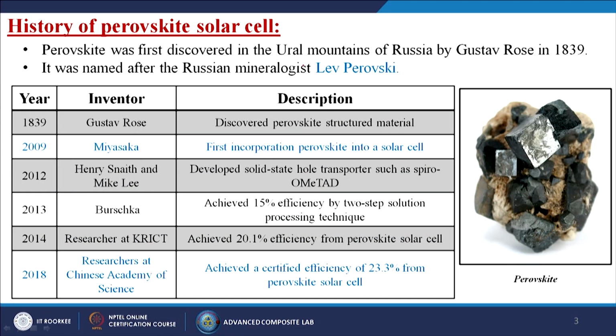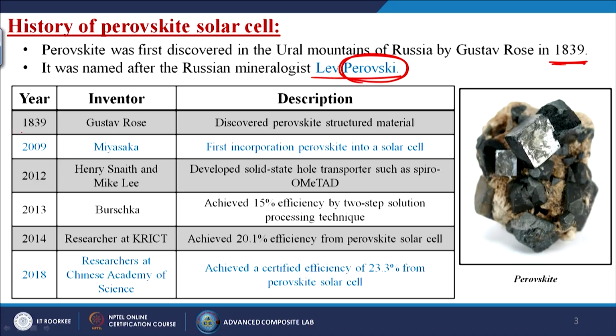If we talk about the history of this type of solar cell material, perovskite was first discovered in the Ural mountains of Russia by Gustav Rose in 1839. It was named after the Russian mineralogist Lev Perovsky. So, to give respect to the inventor, the material is known as perovskite. In 1839 it was discovered by Gustav Rose, the perovskite structure material.